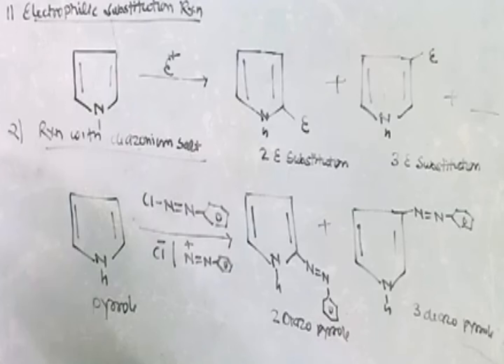Reaction with diazonium salt. Pyrrole reacts in the presence of diazonium salt. This is the structure of the diazonium salt. So we get 2-diazopyrrole and 3-diazopyrrole. We know that electrophilic substitution occurs at C2 and C3 positions. So the first product is the major one, 2-diazopyrrole, and another product is the minor one, 3-diazopyrrole.